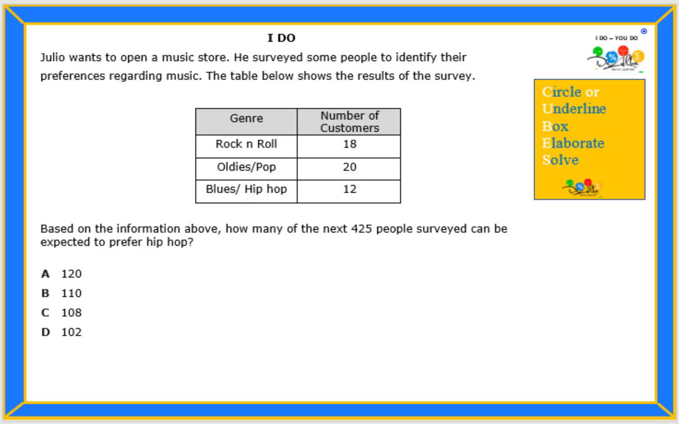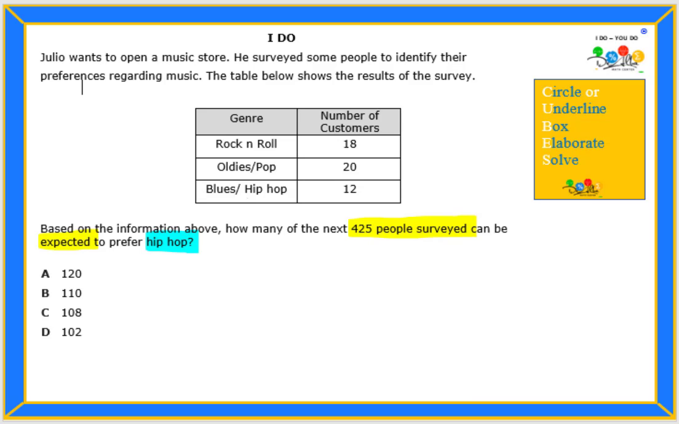Hello, students. Let's read this problem together. Julio wants to open a music store. He surveyed some people to identify their preferences regarding music. The table below shows the results of the survey. Based on the information above, how many of the next 425 people surveyed can be expected to prefer hip hop?